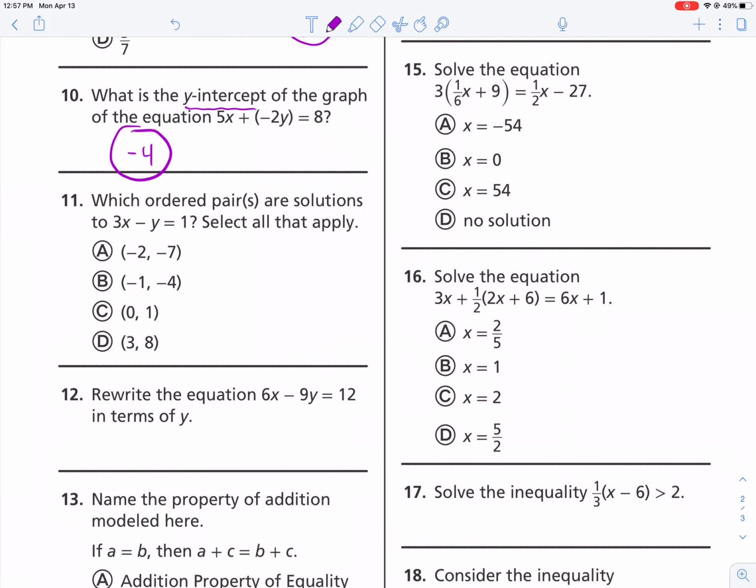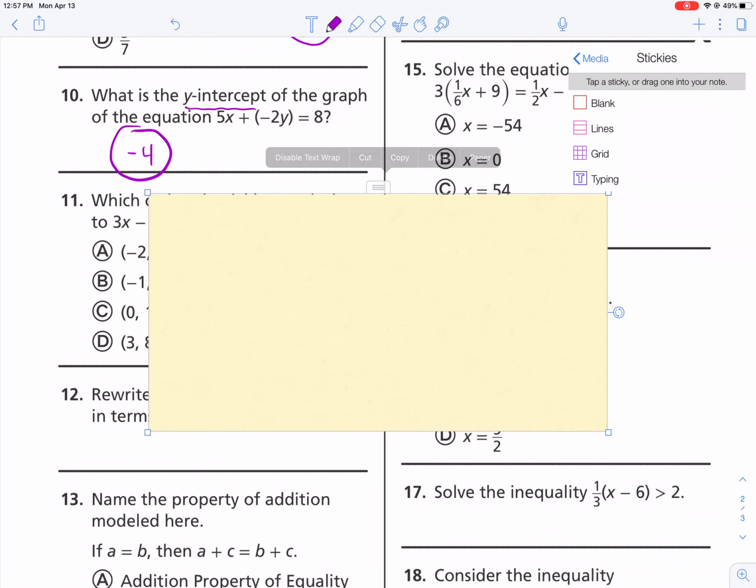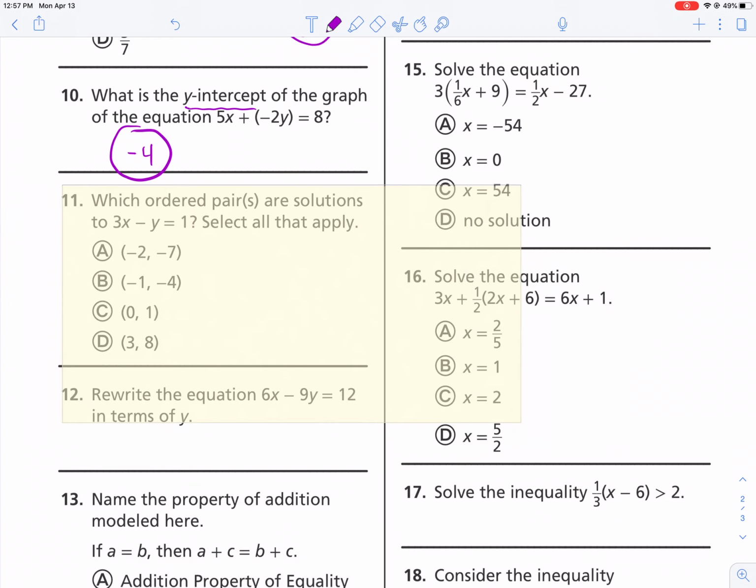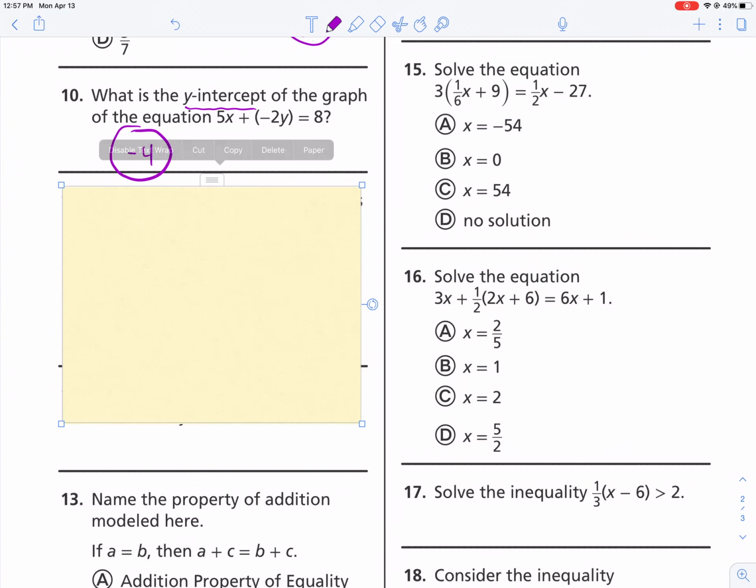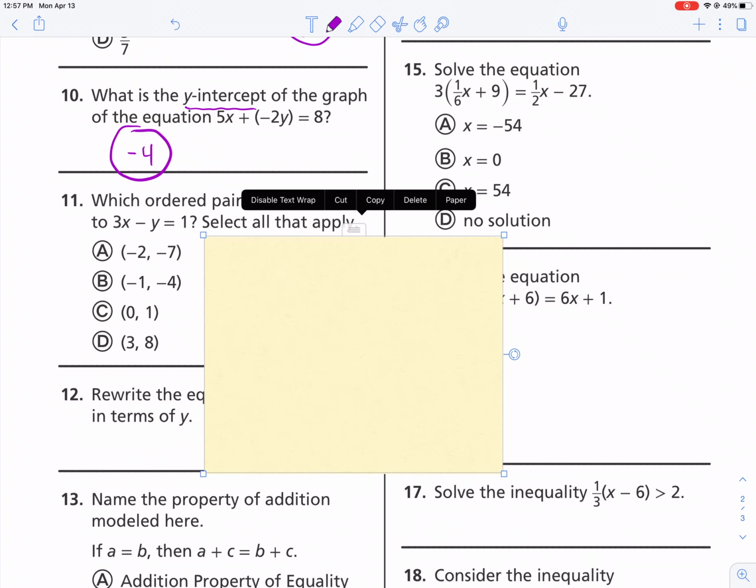For number 11, we want to find which ordered pairs are solutions. That's saying which one of these are on that line. So it says to select all that apply. So again, we're going to use a sticky note. You could go through and graph it, which might be an easy way to do it if you see it. But if you don't have nice graph paper, it's also good for us to be able to do it algebraically.